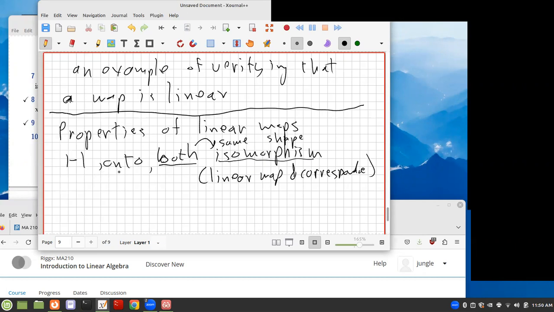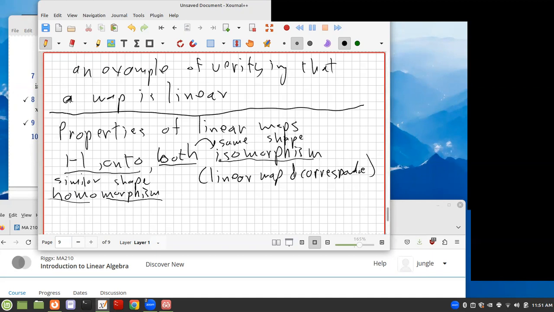Now, if it's not an isomorphism, if it's linear, then you call it a homomorphism, which means similar, but not the same. Okay, so same shape. So a homomorphism doesn't have to be one-to-one, doesn't have to be onto, it doesn't have to be either one.